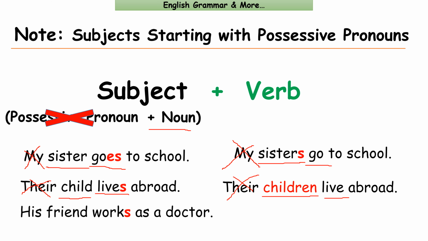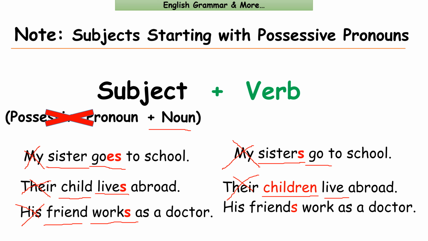Another example would be his friend works as a doctor. Here, once again, we see the verb is for a singular subject because the noun here, friend, is in the singular form, and this possessive pronoun played no role in determining the form of the verb. If we compare this to this sentence, his friends work as doctors, we see that the verb is in the plural form because the noun is in the plural form, friends, and this possessive pronoun played no role in determining the form of the verb.